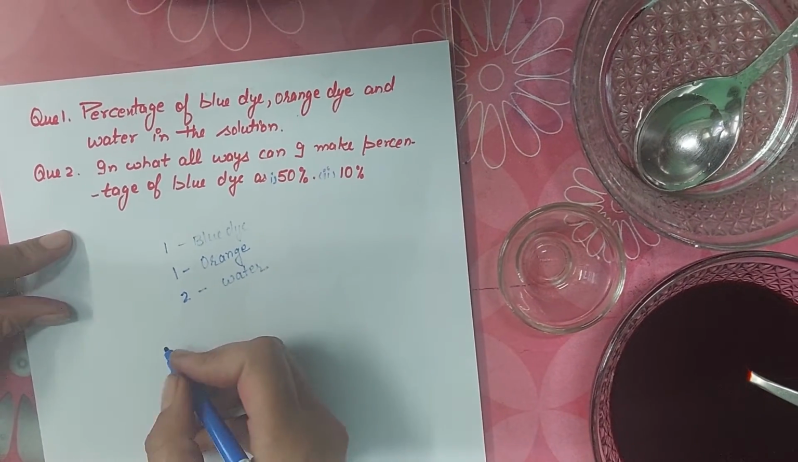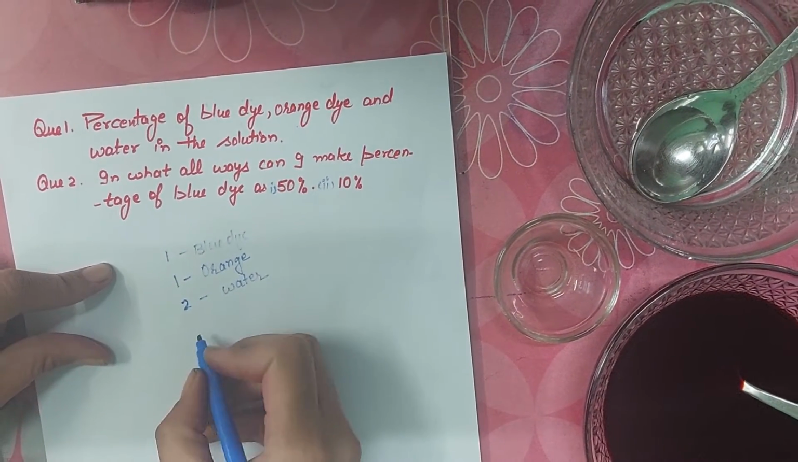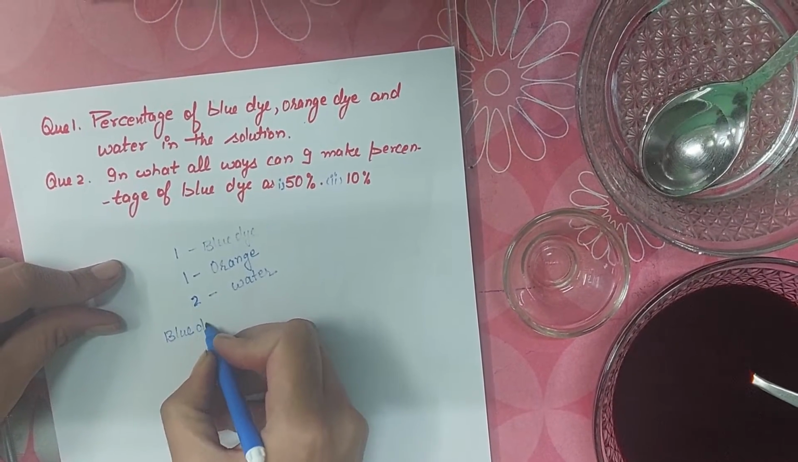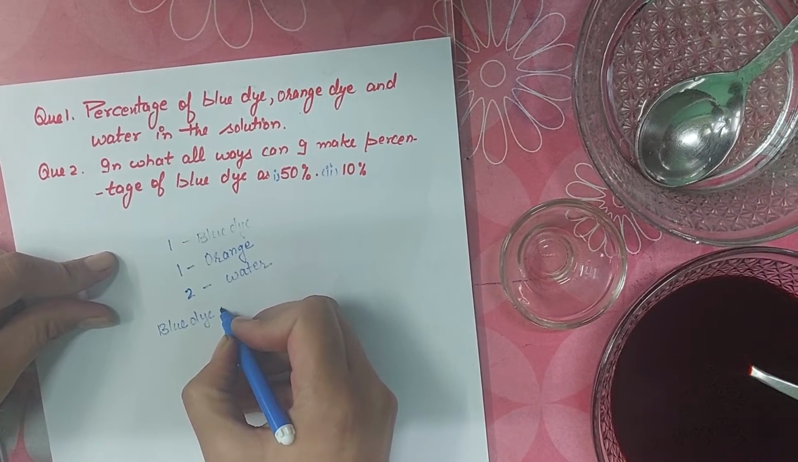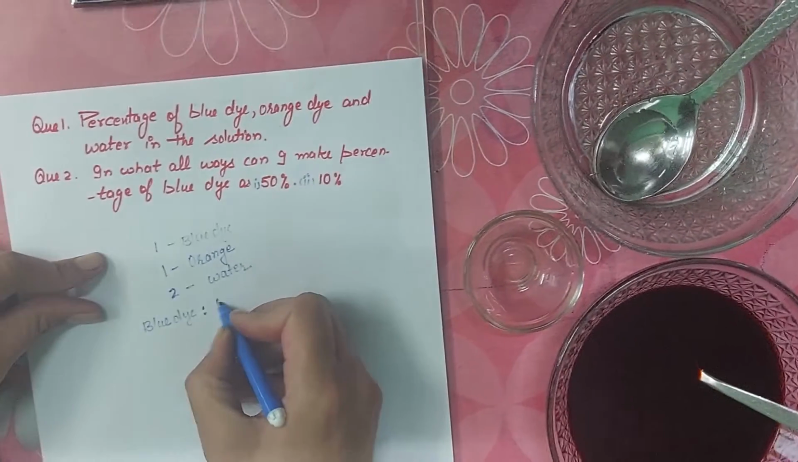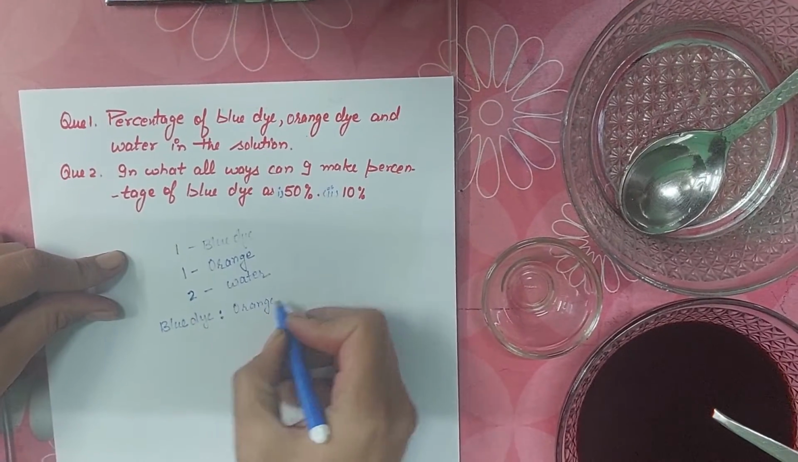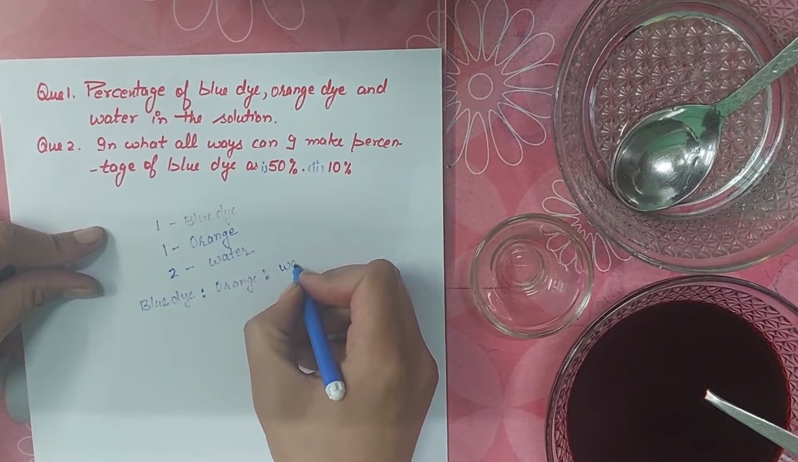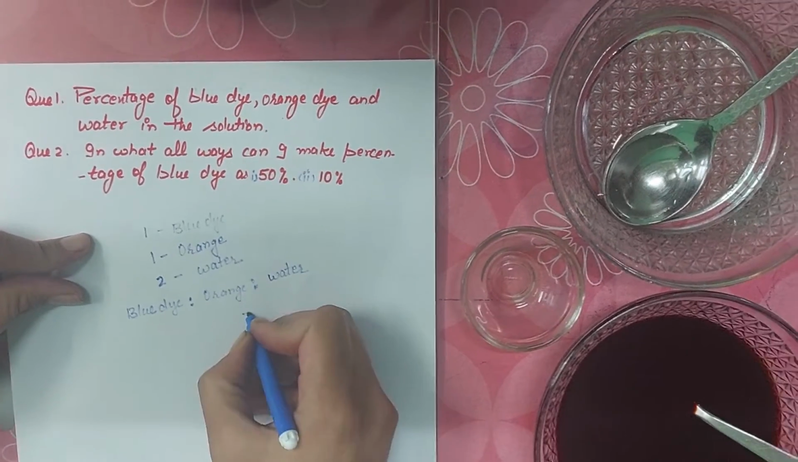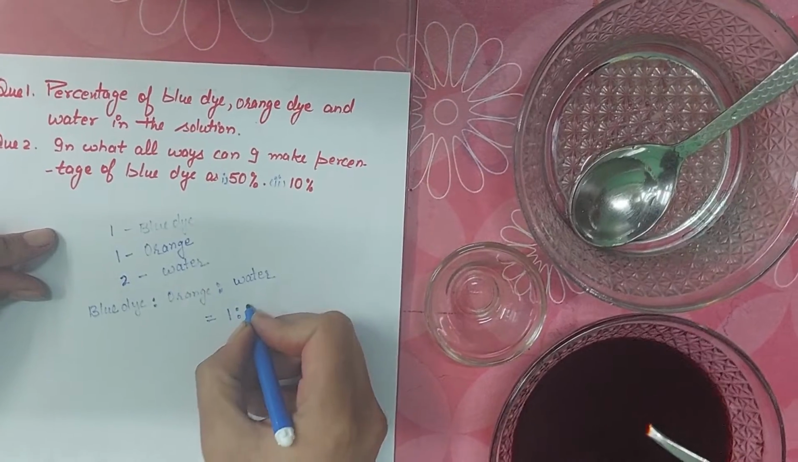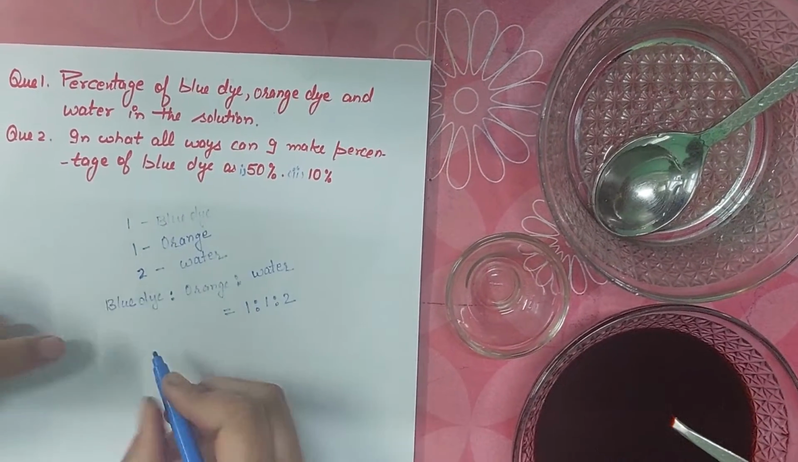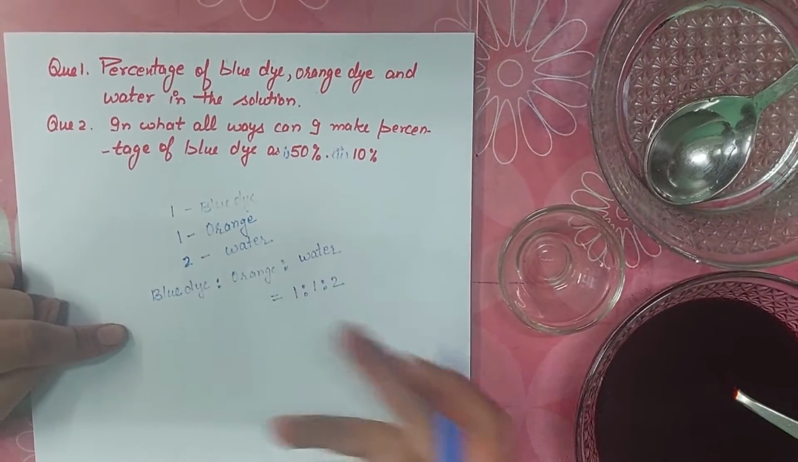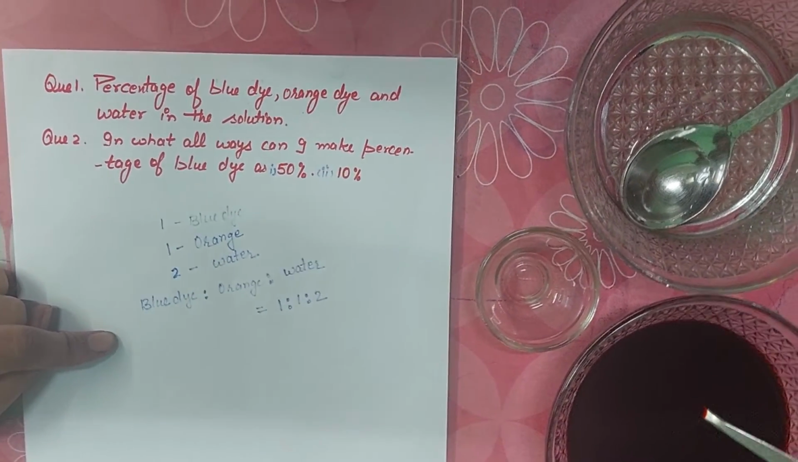So in terms of mathematically, how do we represent it? As we actually represent it as blue dye ratio orange dye ratio water is actually equals to 1:1:2. That means what does ratio mean? Ratio actually tells us the portion of each thing in the mixture.